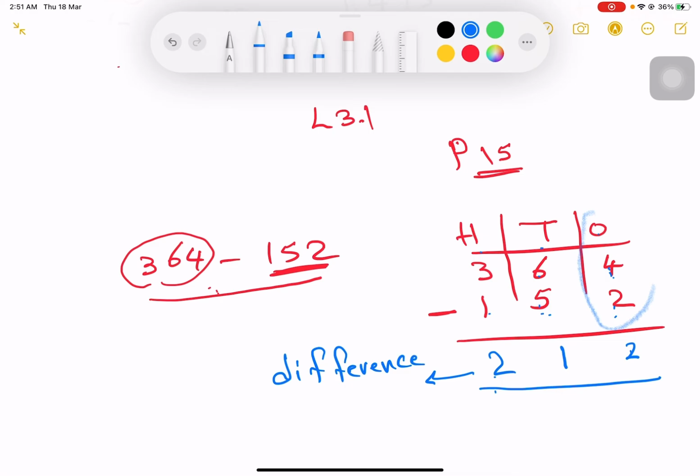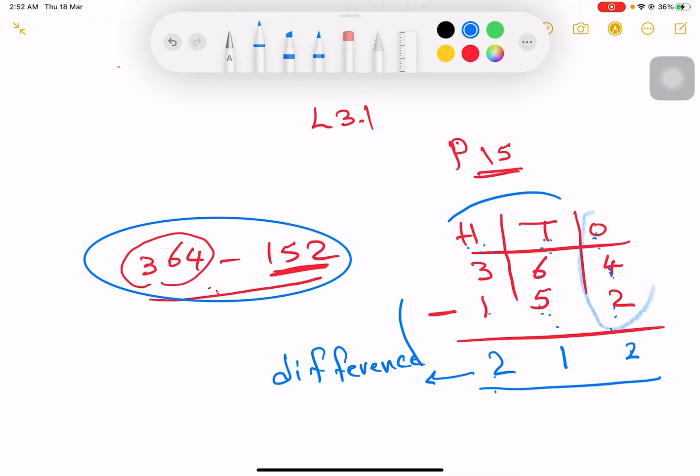Okay? So if they wrote the question horizontal for you, you do it vertical. You write the place values: ones, tens, hundreds, then subtract. Start with the ones, then the tens, then the hundreds.